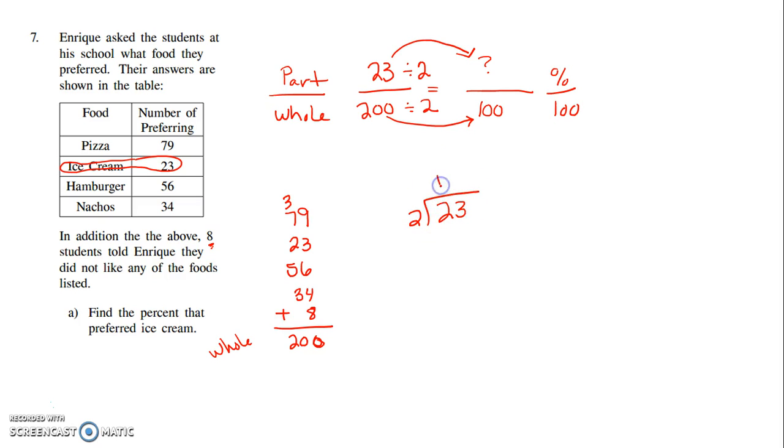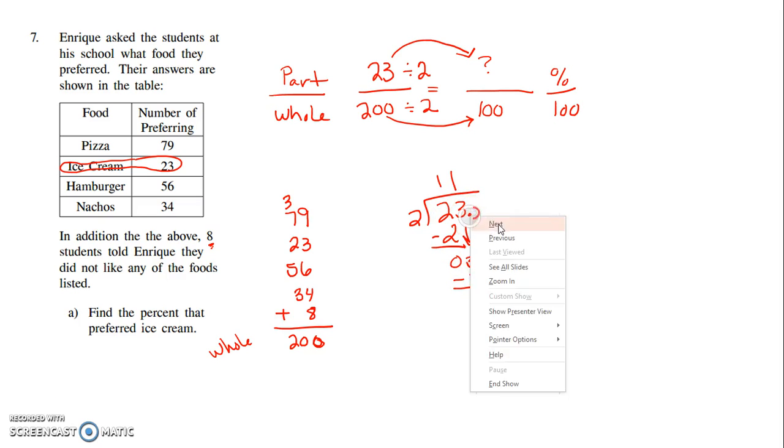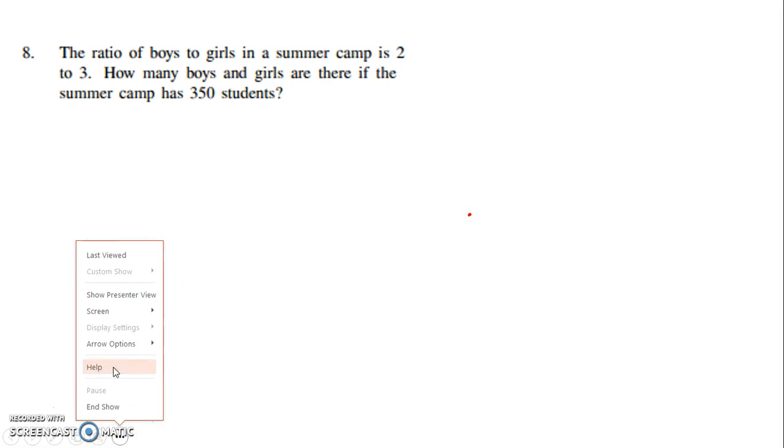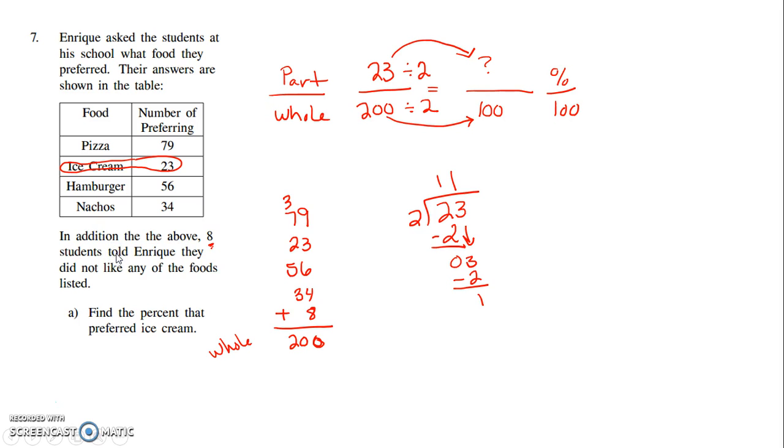2 goes into 2 once. 1 times 2 is 2. Subtract off that 0, bring down a 3. 2 goes into 3 once. 1 times 2 is 2. Subtract off. We have a remainder of 1. Make sure you put a decimal point at the end of that 23. Sorry about that, let me just go back. Drag that decimal point right up.